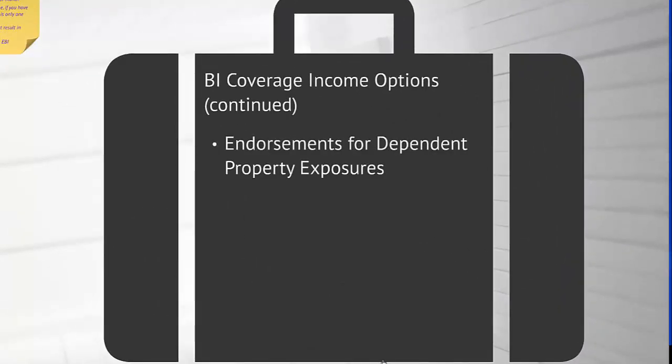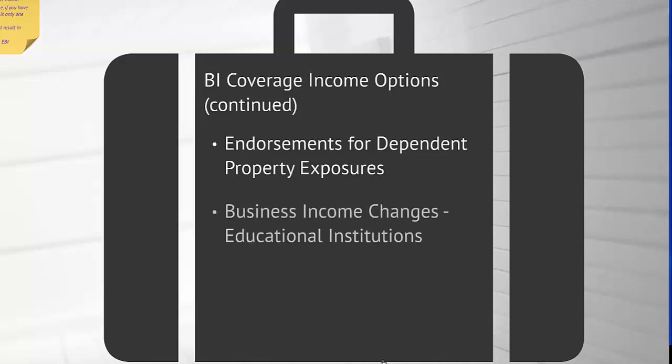Another business income coverage option is the endorsement for dependent property exposures. Dependent property loss exposures arise when an organization could suffer a business income loss because of damage occurring at a premises of some other organization. We talked about this exposure earlier. The other organization could be a leader location, a main supplier, an important or single buyer. This allows the business to have coverage for income lost because of business interruptions at a dependent property.